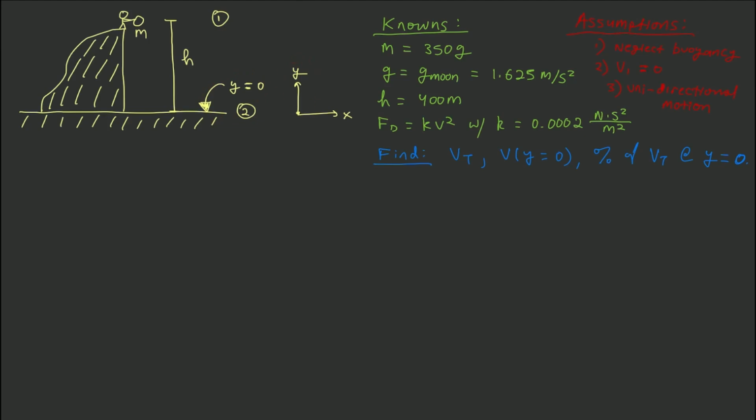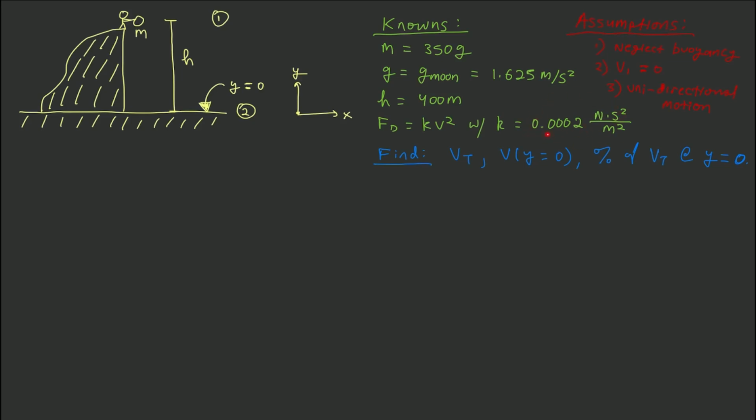To go through some of the knowns of the problem, the object of mass m is 350 grams. Lunar gravity is given as approximately 1.625 meters per second squared. The height h is given as 400 meters. And the drag equation is given as kv squared, with k equal to 0.0002 newton second squared per meter squared.